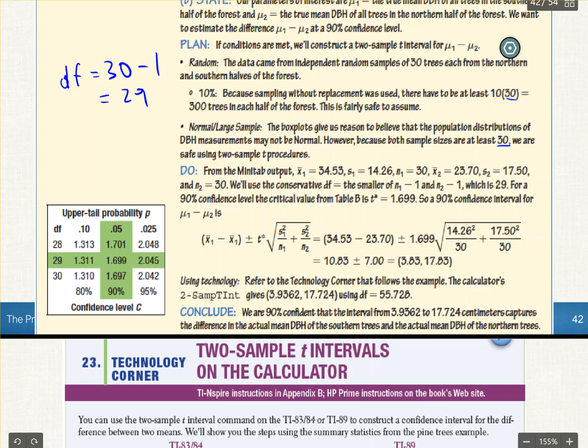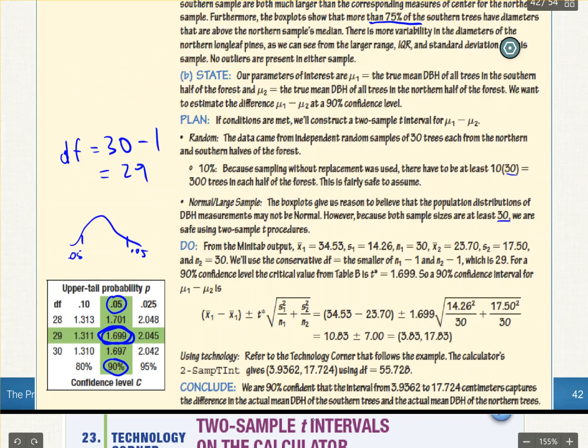So we're going to look in our table in your note sheet, you can use 90%, or you can look at 0.05. The reason it's 0.05 and not 0.1 is because that's the tail area right here, and then using symmetry, that'd be 0.05 on the other side. We use that with df equals 29, look that up, and we get our t star value of 1.699.